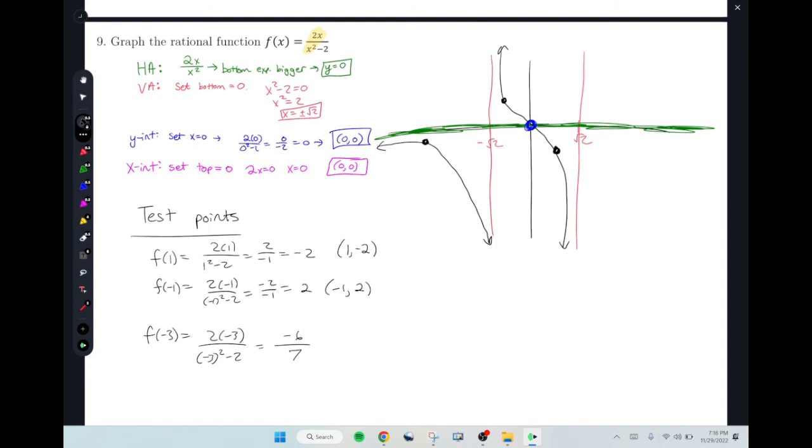Last one. We're almost done. F of 3 equals 2 times 3 equals 6 over 3 squared minus 2, 7, top. Because it's positive. Those are the steps to graph a rational function. Unpleasant as they may be.